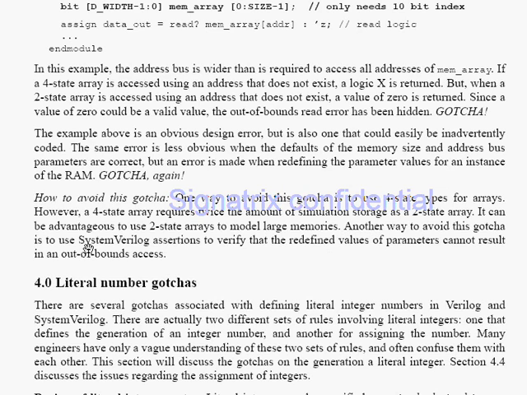another way to avoid this gotcha is to use a SystemVerilog assertion to verify that the redefined value of the parameter cannot result in an out-of-bound access. What they are trying to say from this is that if there is a chance of accessing out-of-bound areas, you can write some sort of assertion. As soon as you go beyond that area, your assertion fails and you are able to find the source of the error. So that is what they are trying to tell from this out-of-bound access.